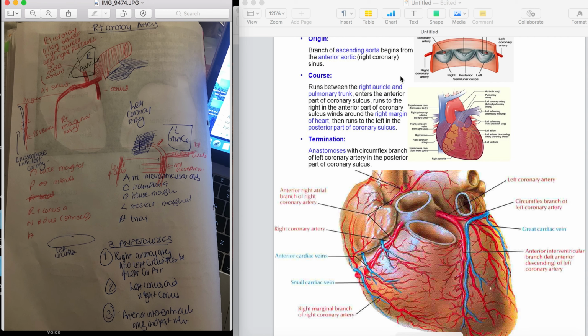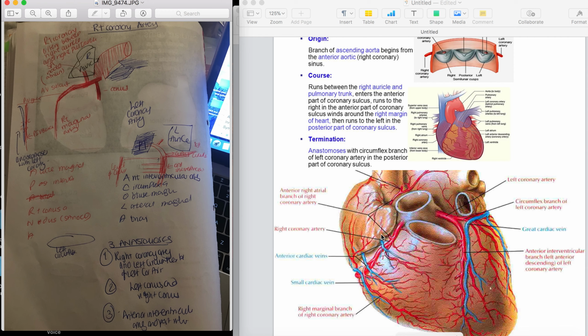It runs between the right auricle and the pulmonary trunk and enters the anterior part of the coronary sulcus. The right coronary artery will run right in the anterior part of the coronary sulcus and winds around the right margin of the heart. It then runs to the left in the posterior part of the coronary sulcus. Here you can see it. This is the right coronary artery.